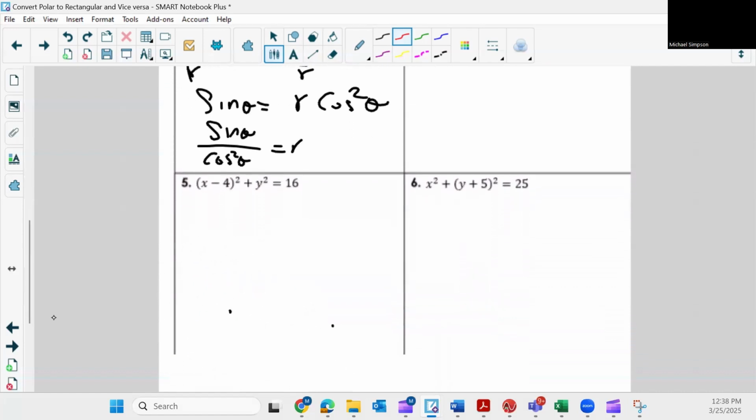All right. Try number 5. I know you guys are going to run into trouble. Number 5. Yeah, r is equal to tan theta secant theta. Try number 5. We get 32. Okay, I'll let you do that one. I'm sure that's 16. All right.